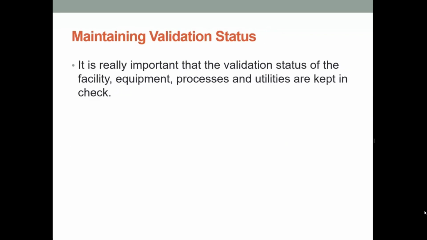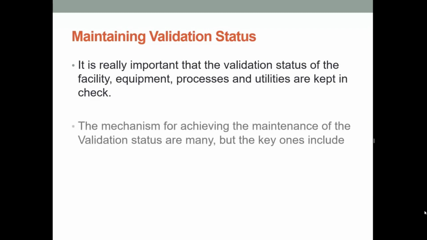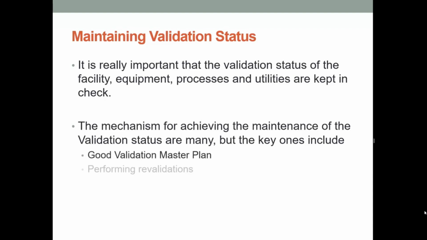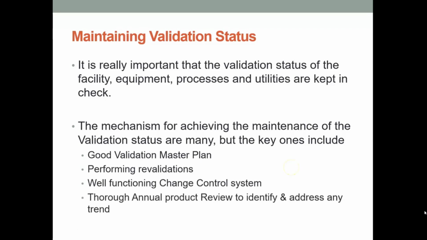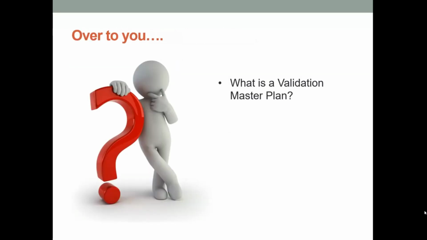It's really important that the validation status of the facility, the equipment, the process and utility is kept in check. The mechanisms for achieving the maintenance of validation status are many, but the key ones include having a good validation master plan, performing revalidations where necessary, having a well-functioning change control system, and a thorough annual product review to identify and address any trends. Over to you.